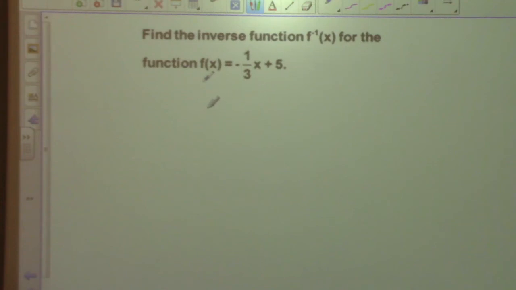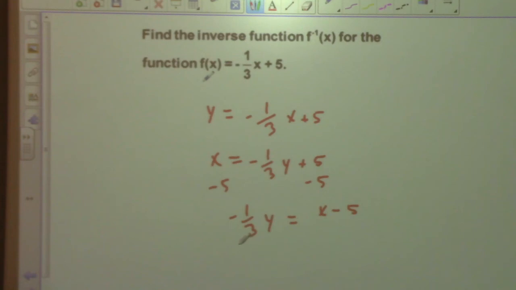You should get y equals negative 1/3 x plus 5. Did you get that far? Then x equals negative 1/3 y plus 5. So you just switch it. Subtract 5, so you have negative 1/3 y equals x minus 5. Then you divide by, or actually you can multiply by negative 3, right? So that'll cancel that out. So you get y equals negative 3x plus 15. Does that look right? Yes.